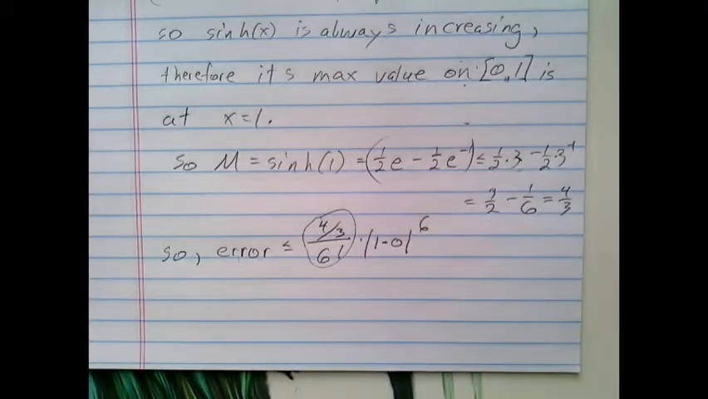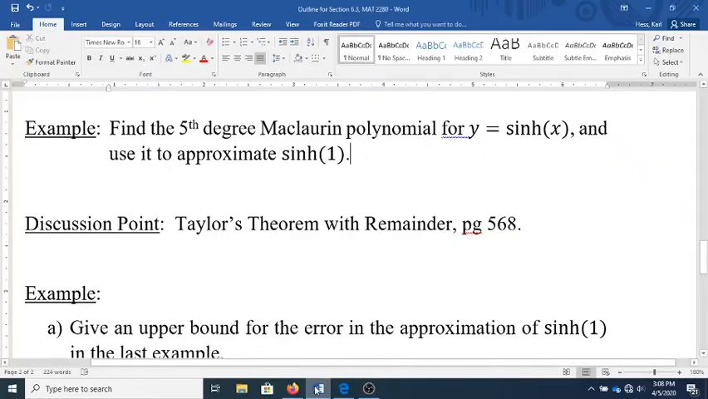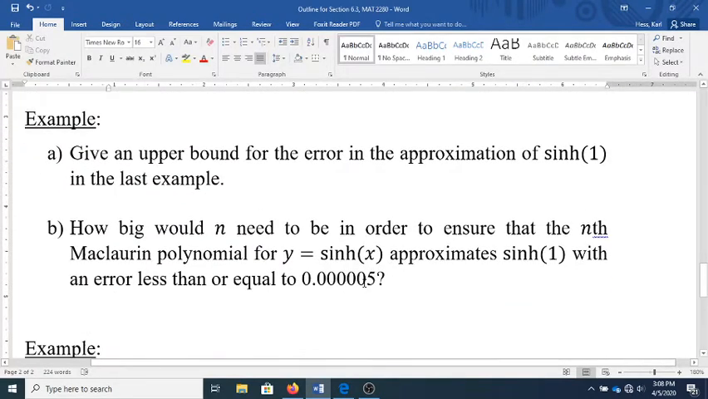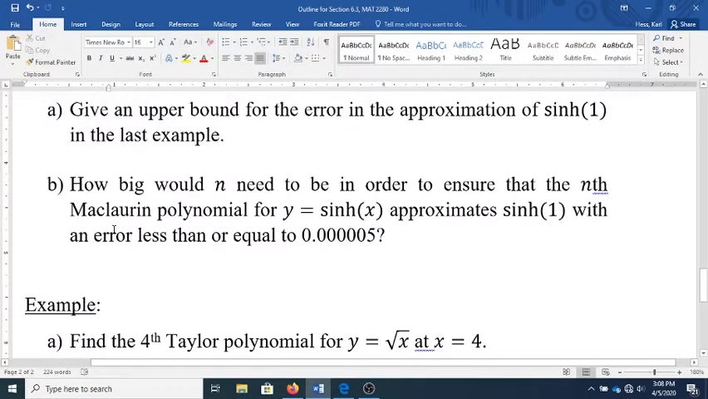Now, let's look back at that outline again. So we gave our upper bound. But now, here's the next question. We know our error is less than 1/1000th, but usually there's a specified error that we need to get under, and we need to figure out how many terms I need to make sure I'm under that error.